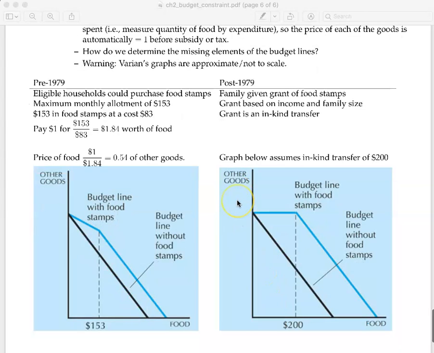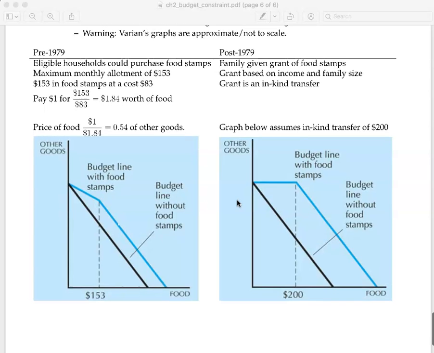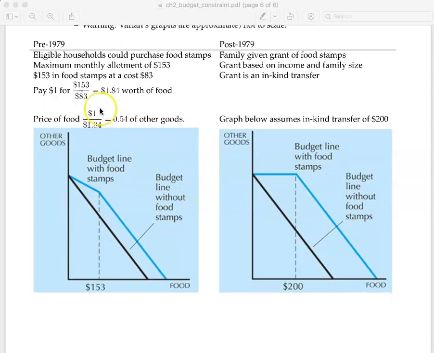I want to warn you that Varian's graphs are only approximate; they're not to scale. Right? So here's the situation pre-79. Here's the situation post-79. So we'll talk a little bit about that, and then we'll go to the in-class questions. So, pre-79.